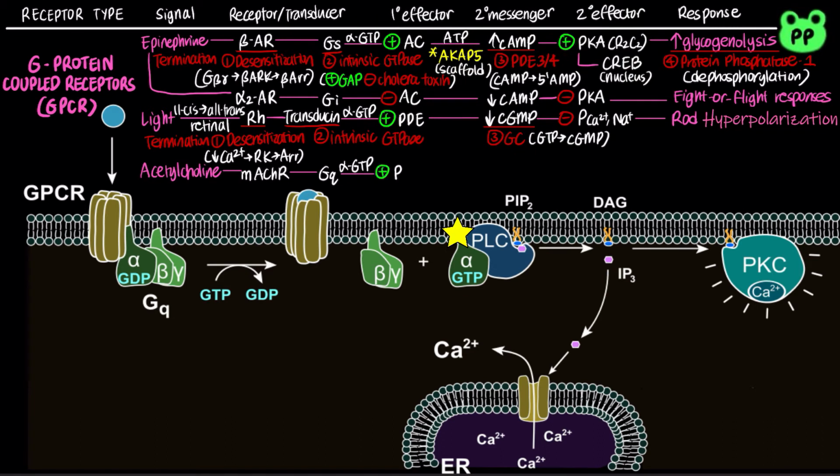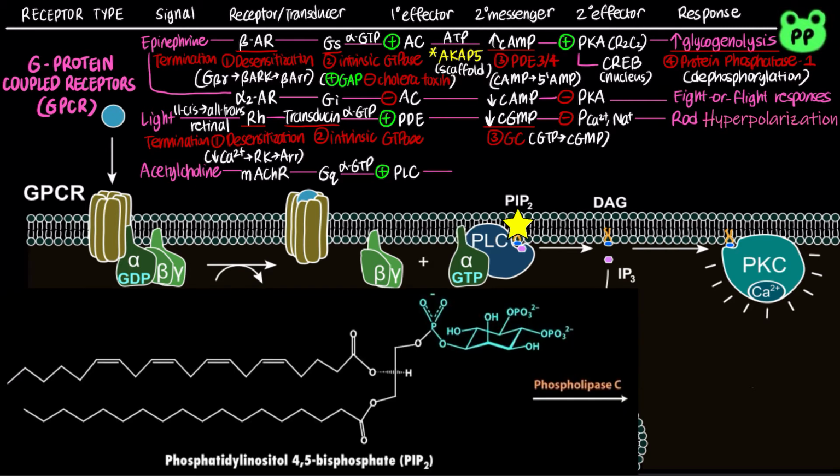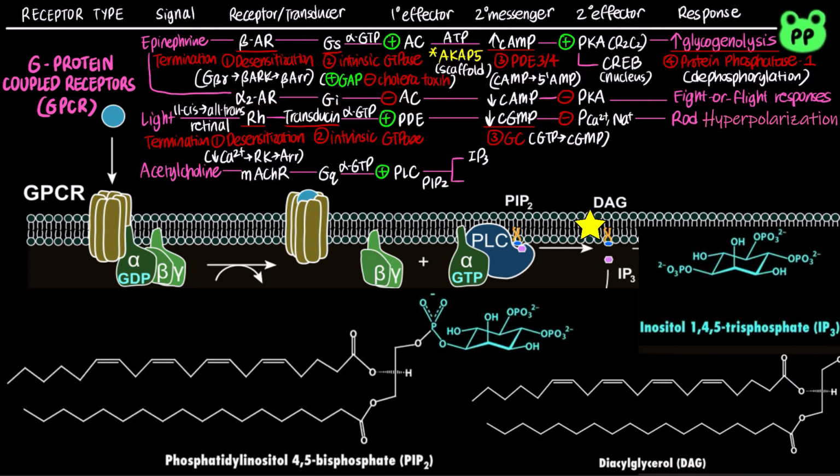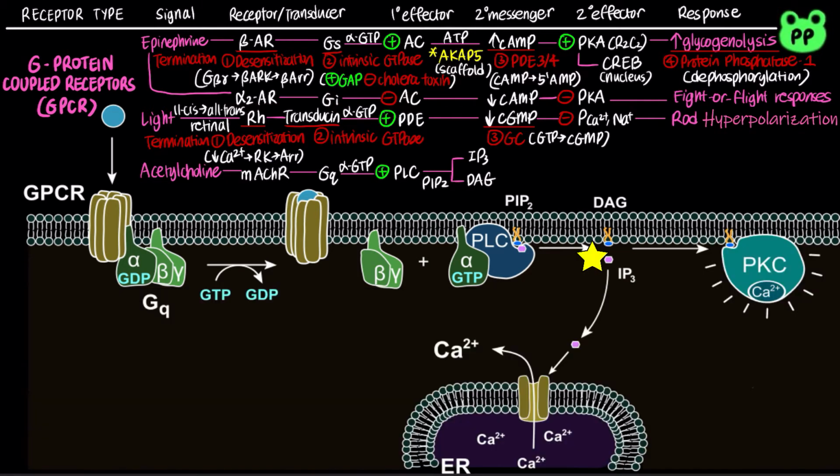Active PLC cleaves the membrane phospholipid phosphatidylinositol 4,5-bisphosphate, abbreviated as PIP2, into inositol 1,4,5-trisphosphate, abbreviated as IP3, as well as diacylglycerol, abbreviated as DAG. Inositol trisphosphate is water-soluble and diffuses from the plasma membrane to the endoplasmic reticulum, where it binds to specific IP3-gated calcium channels, causing them to open. Calcium cations diffuse out of the endoplasmic reticulum, increasing its cytosolic concentration.